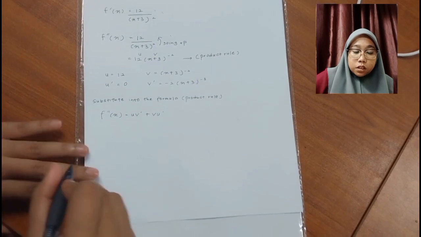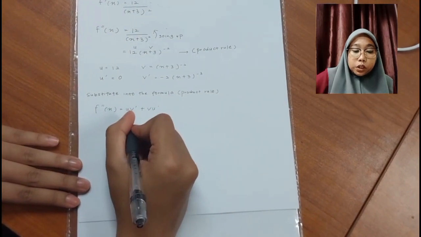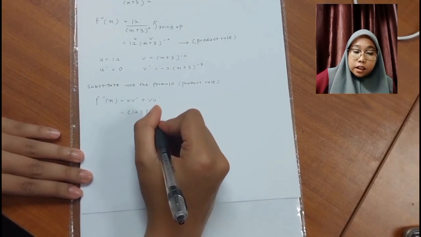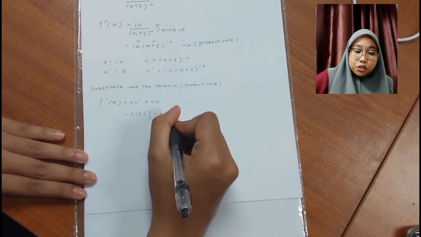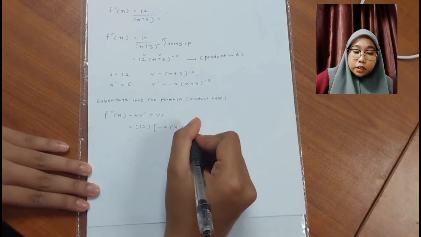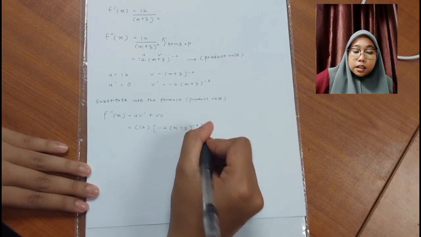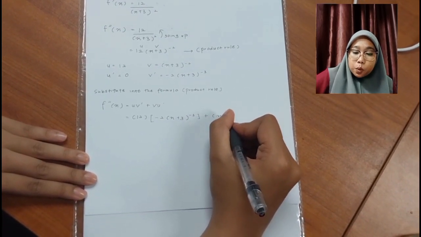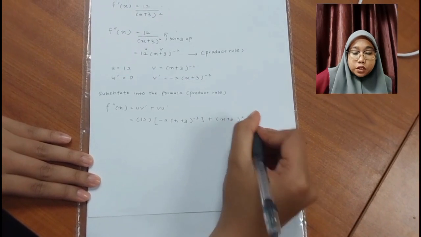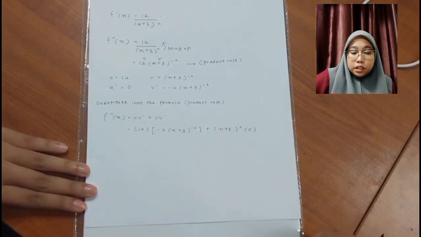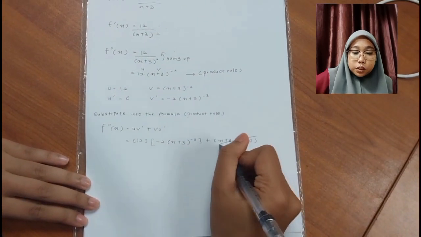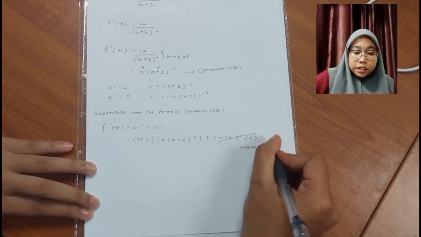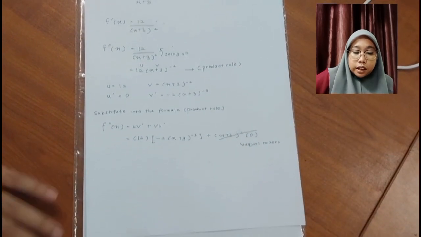First, 12 multiplied by minus 2, open bracket x plus 3 to the power of minus 3, plus open bracket x plus 3 to the power of minus 2 multiplied by 0. So we can cross it out because the right side is equal to 0. So the answer is minus 24 over x plus 3 cubed.